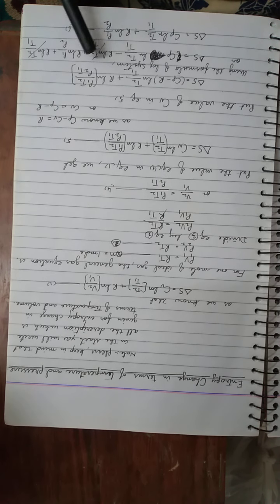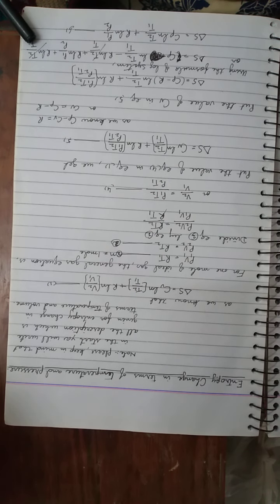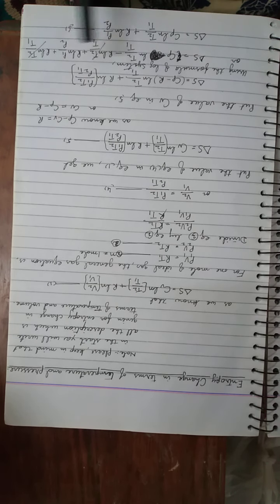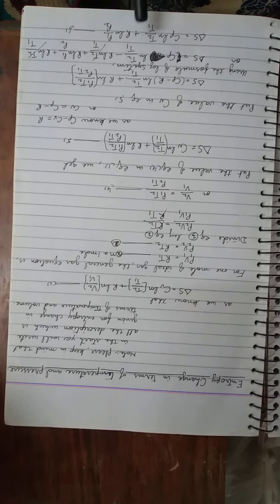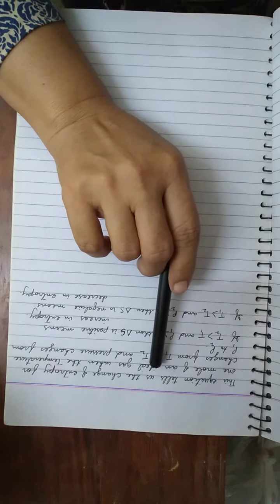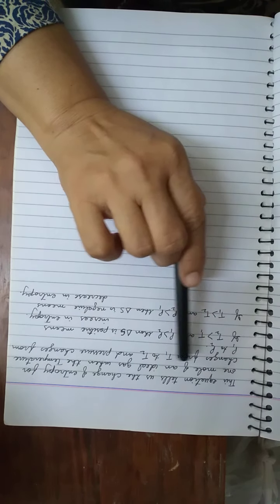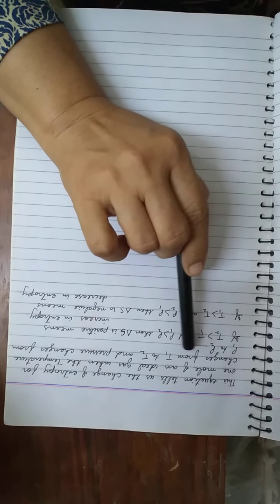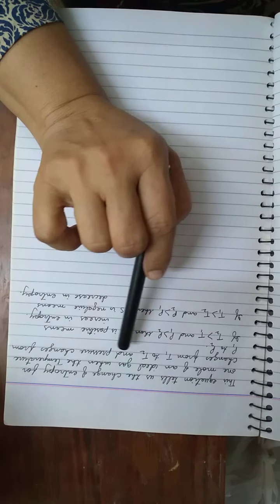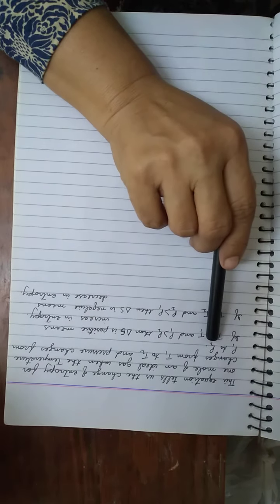Cancel this R log natural T2 by T1 with this R log natural T2 by T1. So the value left will be del S is equal to Cp log natural T2 by T1 plus R log natural P1 by P2. This equation tells us the change of entropy for 1 mole of an ideal gas when the temperature changes from T1 to T2 and pressure changes from P1 to P2.